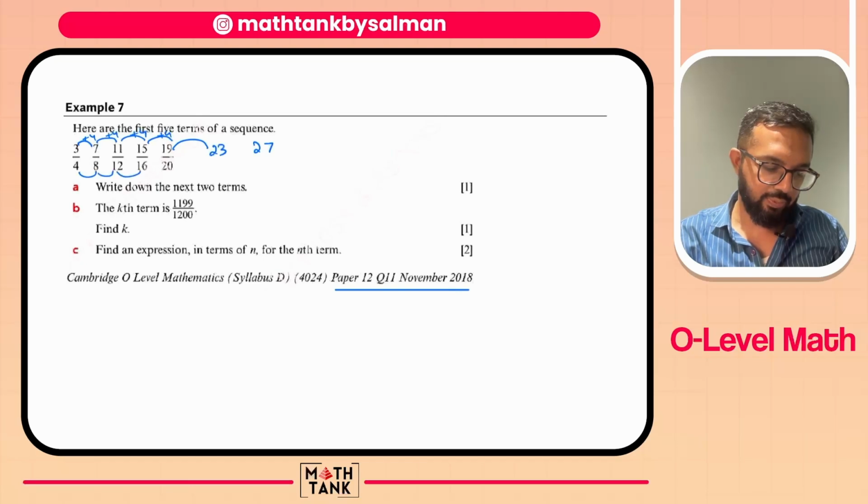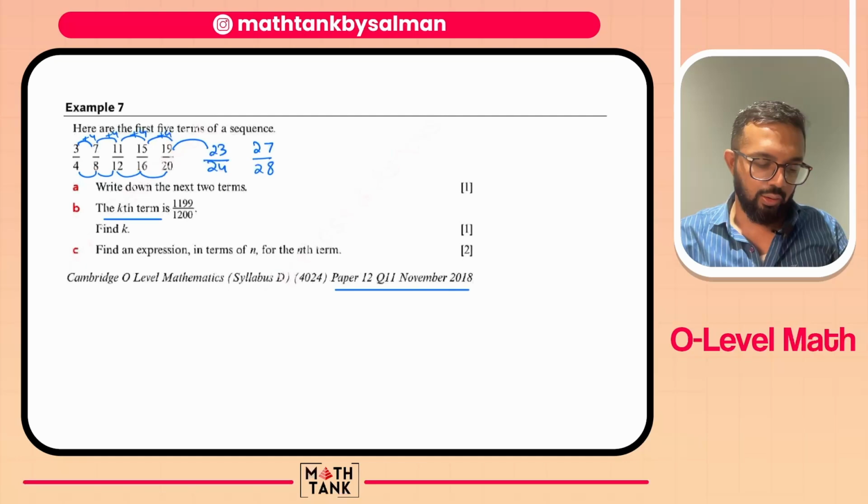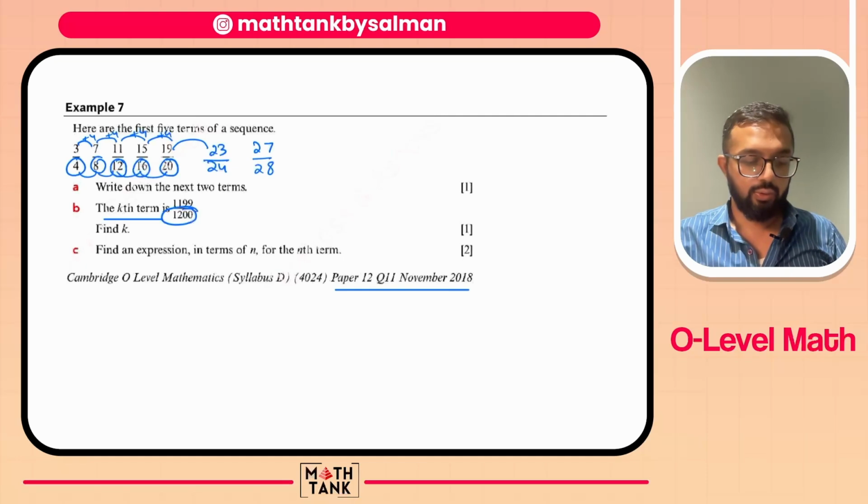And then there's a plus 4 going on in the denominator as well. So 24, 28. Okay, then it says the kth term is 1199 over 1200. That sounds interesting. Find k. Now I could probably just guess this. Why? Because these are just running as multiples of 4. I can just say 1200 divided by 4. That gives me 300.